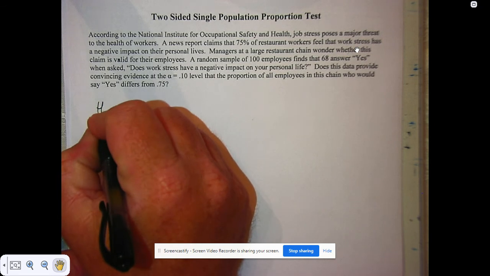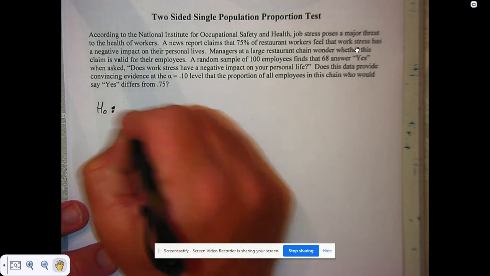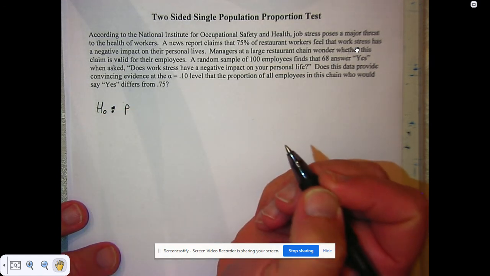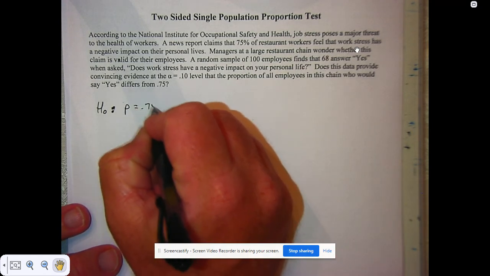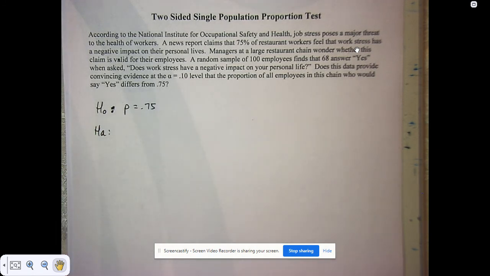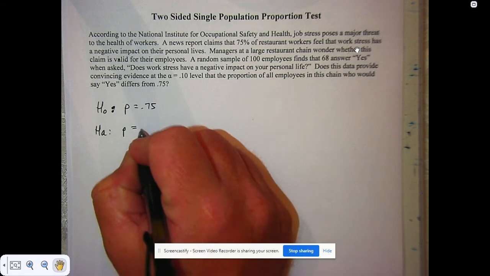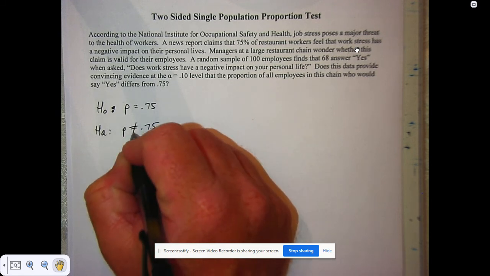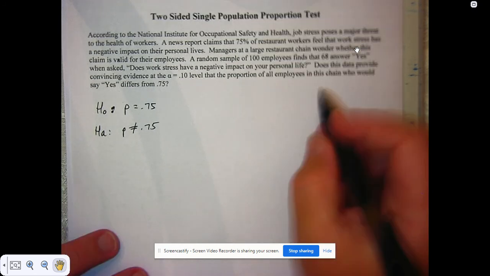Okay, so null hypothesis. We're still dealing with proportion, so the only thing we've ever done is this. So that report claims it's 0.75. Our alternate hypothesis does not say that it's less than or greater than the 0.75. That's not the claim. All it says is that it doesn't equal 0.75. So our null hypothesis was equals, and our alternative hypothesis is it doesn't equal. This sets us up for a two-sided test.